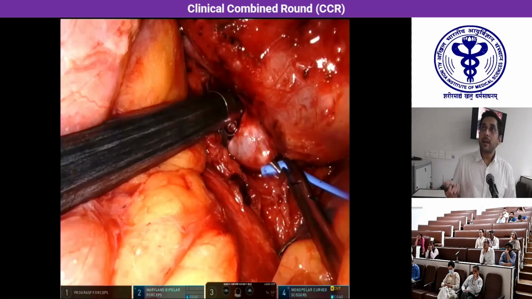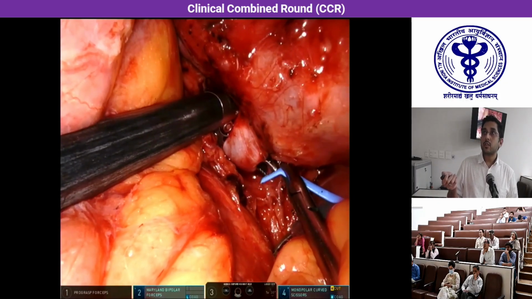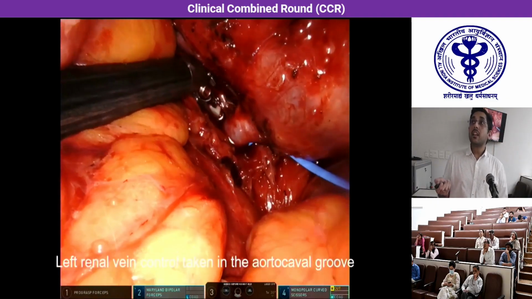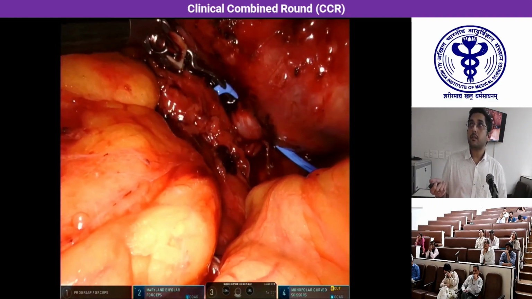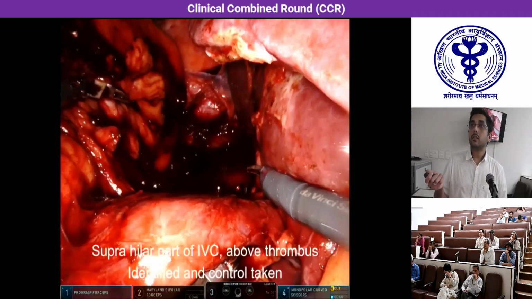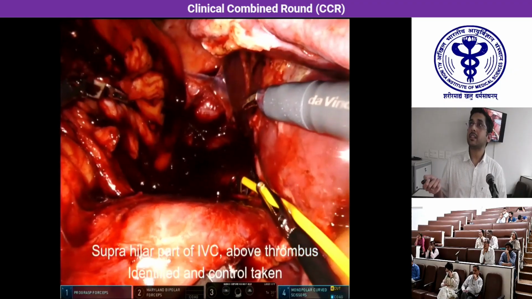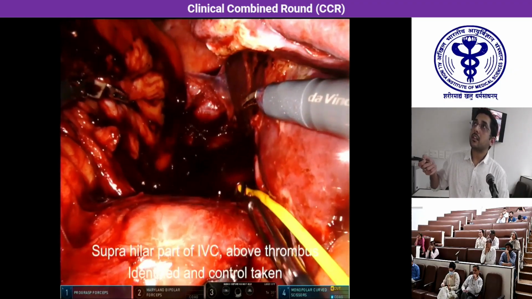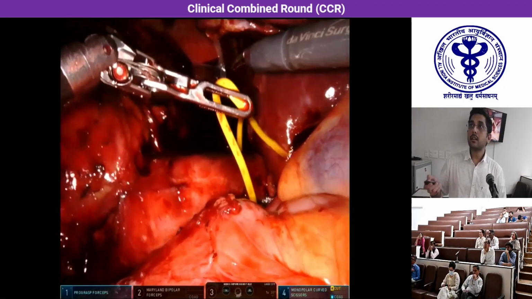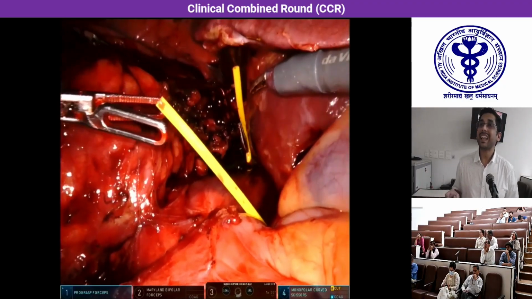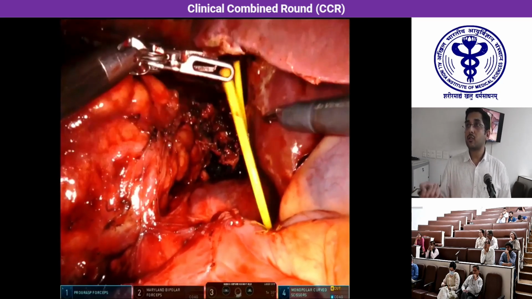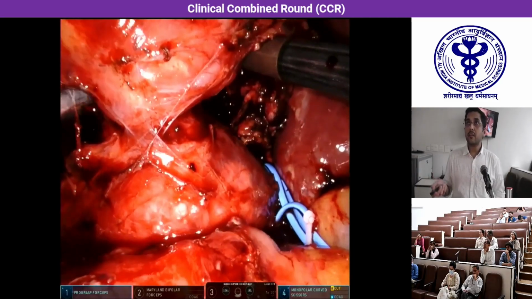Once we clip and divide the renal artery, we take control of the contralateral renal vein with another rubber sling. And then we move on to the suprahilar part of the IVC to take control of the IVC above the renal hilum. So you see, this is the liver. This is being retracted by an instrument over here, and we are taking control of the suprahilar IVC.